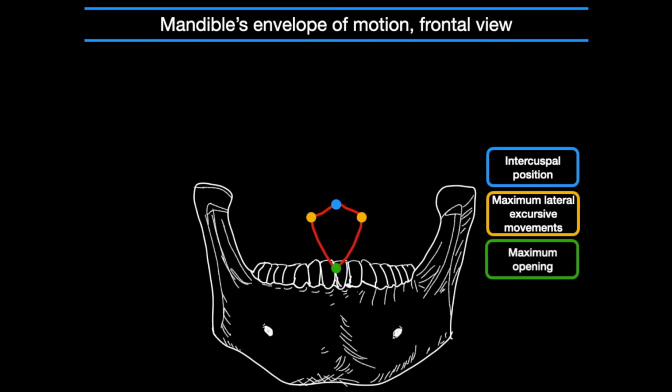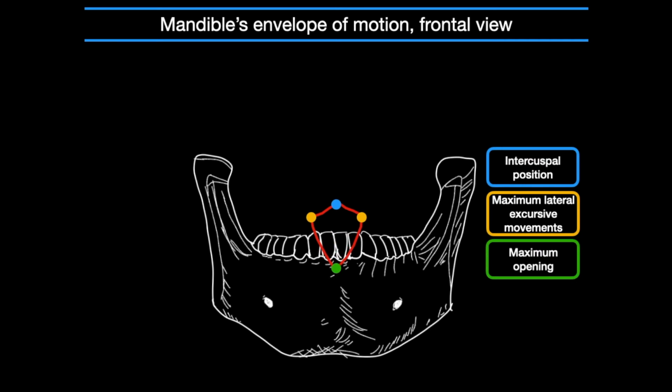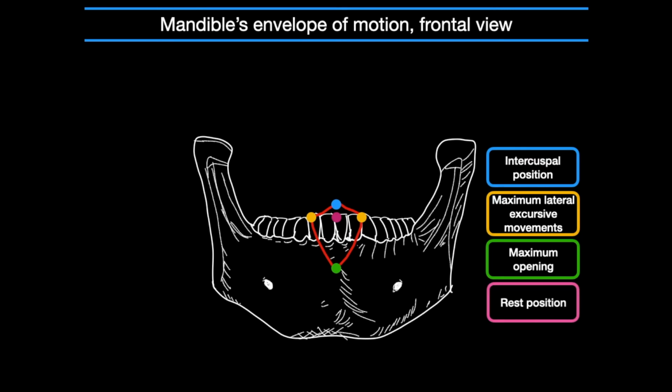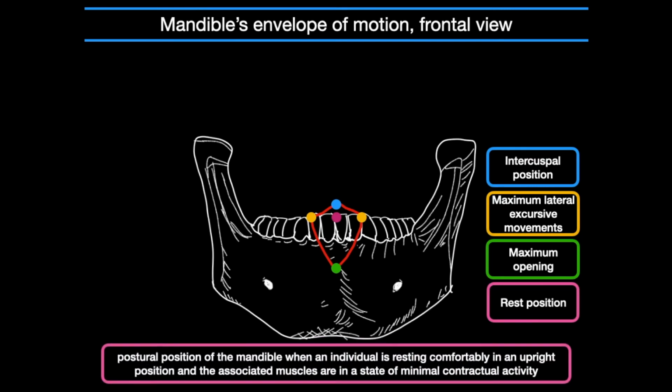The apex of the envelope corresponds to the maximum opening of the mandible, and the purple dot is the rest position of the mandible, defined as the postural position of the mandible when an individual is resting comfortably in an upright position and the associated muscles are in a state of minimal contractual activity.